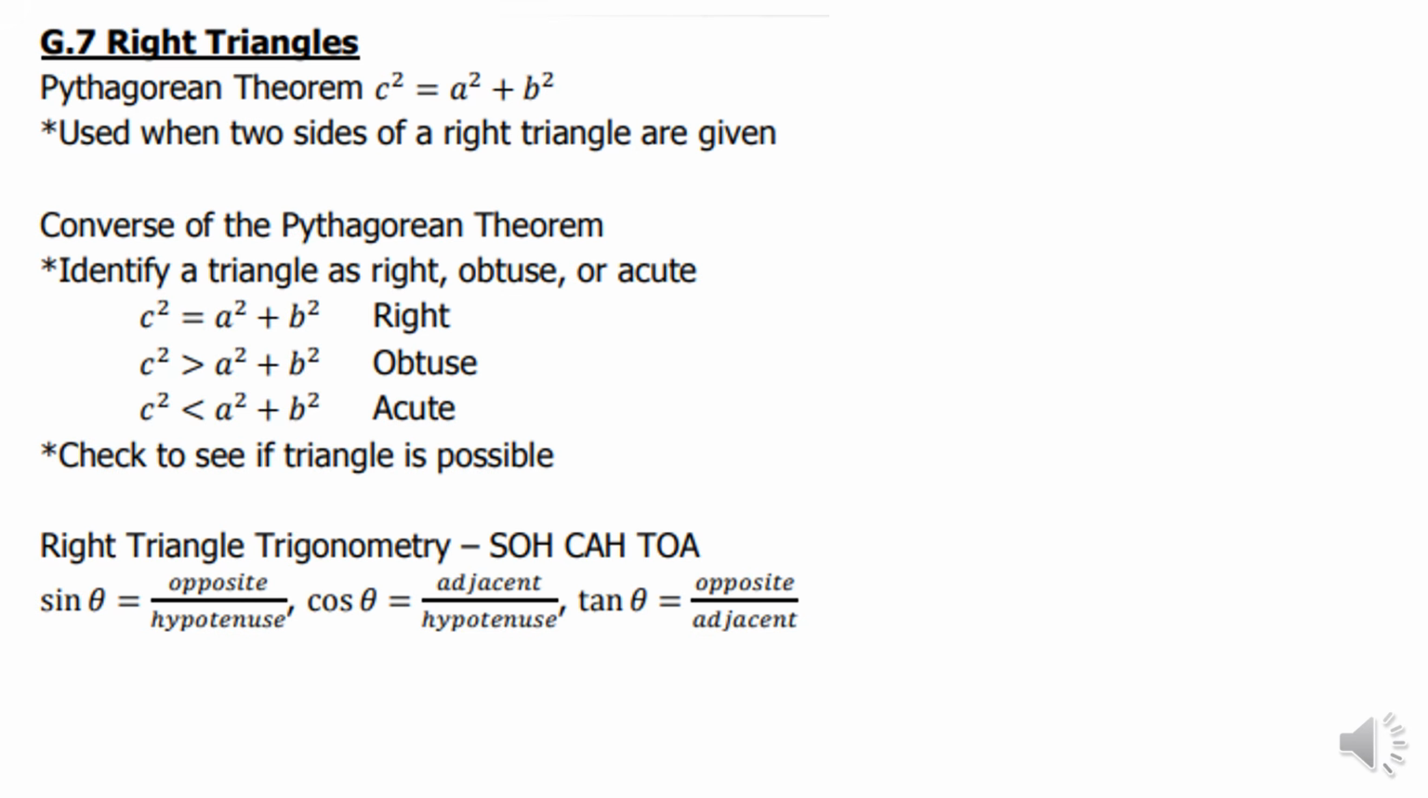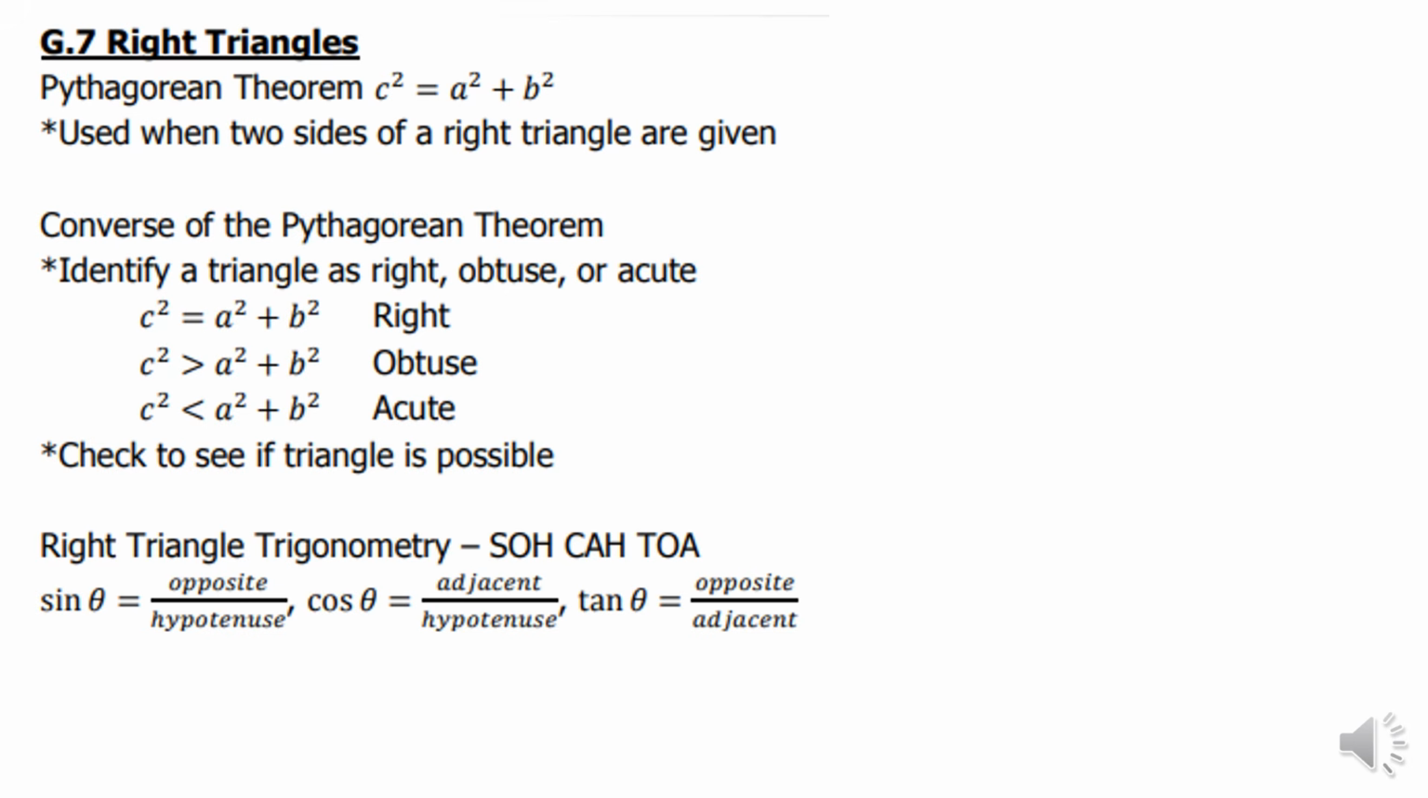For right triangles, Pythagorean theorem, a squared plus b squared equals c squared. They give you that on your formula sheet, so you don't need to have it memorized. And if you need to identify if a triangle is a right triangle, plug the sides into the Pythagorean theorem and make sure it works out. If a squared plus b squared is equal to c squared, then you know it is a right triangle. And then if c squared is bigger, you can know it's obtuse. If c squared is smaller, you can know it's acute. And you also want to make sure that it is actually possible for the sides to be a triangle as well.